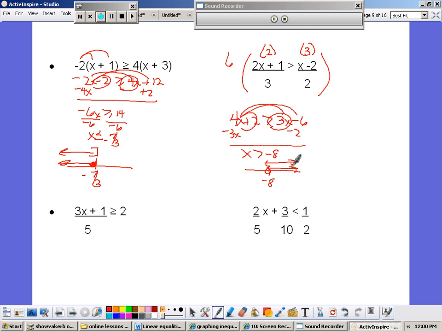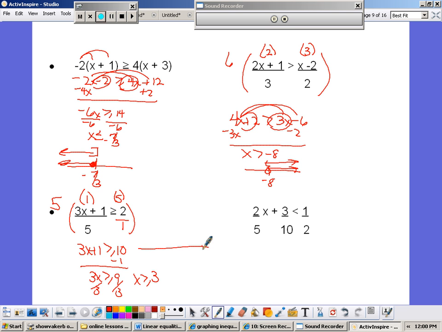Much easier to graph if my x is on the left. I'm going to put a 1 underneath my 2, and 5 and 1 reduced by 5. So 5 goes into 5 one time, and 1 goes into 5 5 times. So 3x plus 1 is greater than or equal to 10. Subtract 1. 3x is greater than or equal to 9. Divide by 3. X is greater than or equal to 3. Solid dot pointing to the right, or bracket pointing to the right.